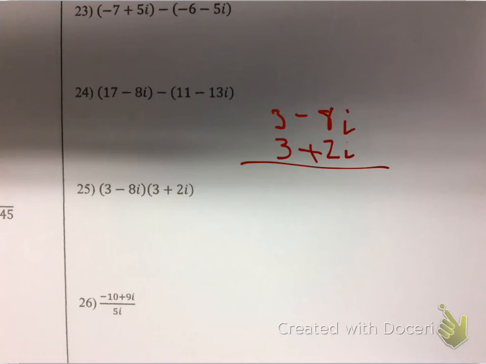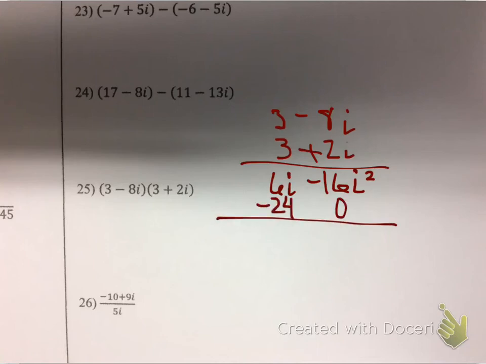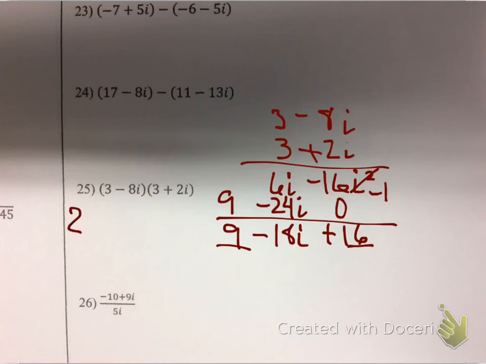Okay, when you do this multiplication, 2i times 8i, 2 times negative 8 is negative 16i squared. 2 times 3 is 6i. 3 times negative 8 is negative 24i. And 3 times 3 is 9. Okay, so you got 9 minus 18i minus 16i squared. But i squared, don't forget, is negative 1. And negative times a negative becomes positive 16. So now I can add 9 and 16 to get 25 minus 18i. And that would be your answer.